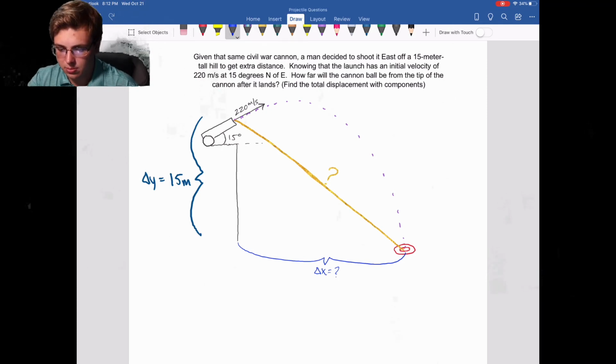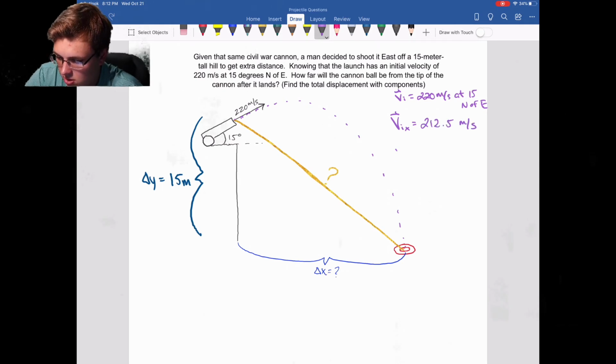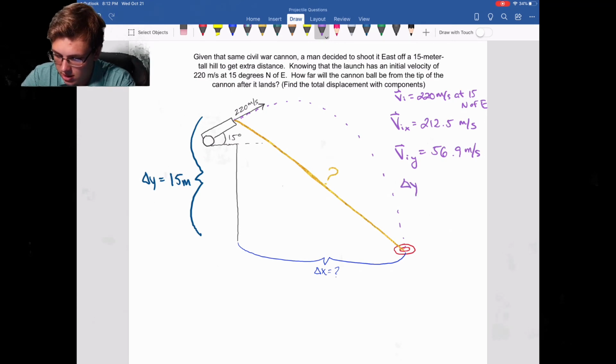Now, we can already place in what our v_i in both components are. We remember that from the last problem. So our v_i in the x direction is going to equal 212.5 meters per second. Our v_i in the y direction equals 56.9 meters per second. We can look back to that last problem if you want to figure out how we calculated those. Now our change in y equals 15 meters. So is that all we have? That is all we have right now.